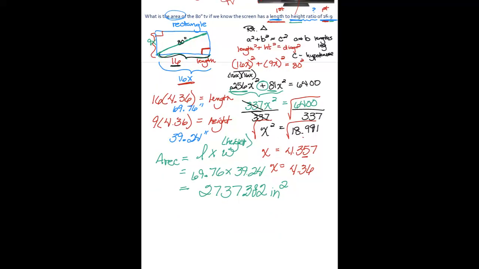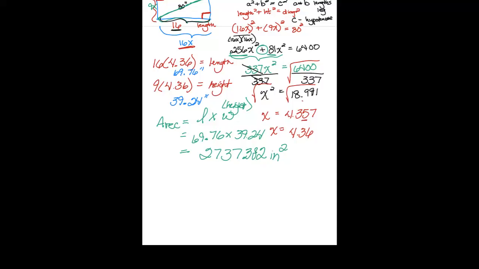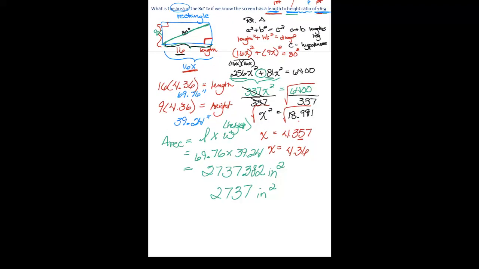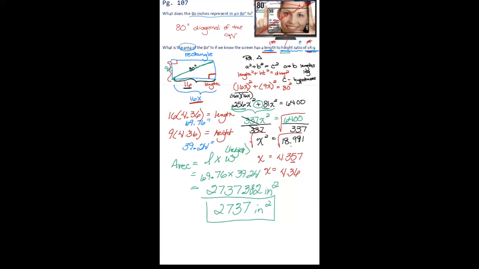So if I had to round it, I'd probably say 2,737 square inch TV. And they probably would round that even a little bit more because nobody talks about 37 inches. They might say 2,740. Although that would be a little deceptive. Who knows? That is the area of the rectangle.